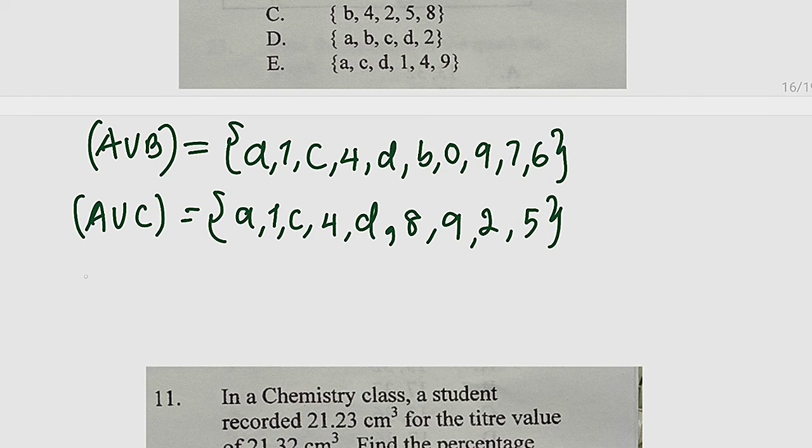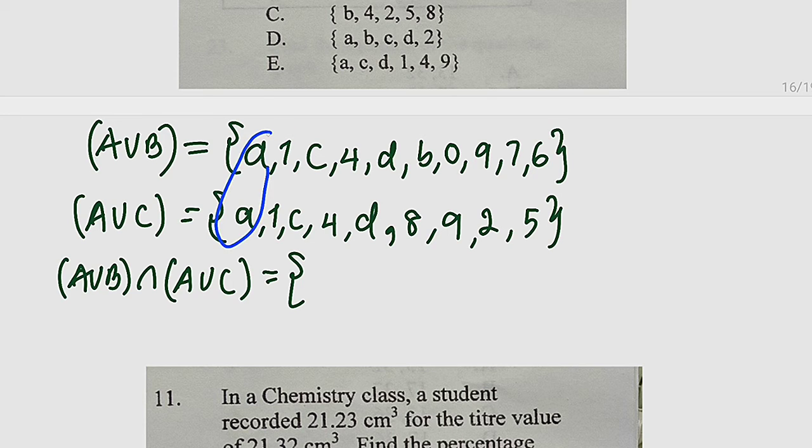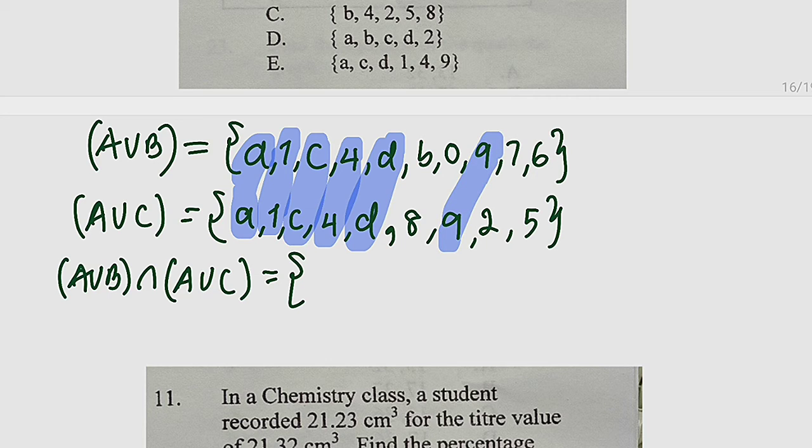But what about A union B intersecting A union C? Meaning we are going to form a new set of elements that they have in common. We have A's, let me shade them. We have A, we have 1, we have C, we have 4, we have D. Then what again? We have 9. I think these are all we have.